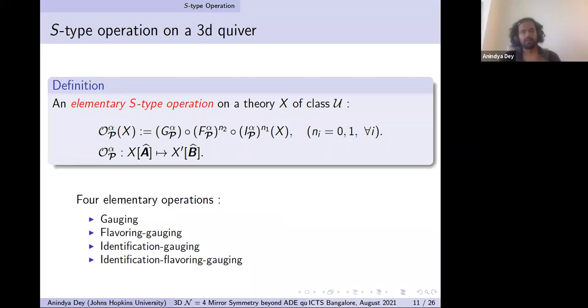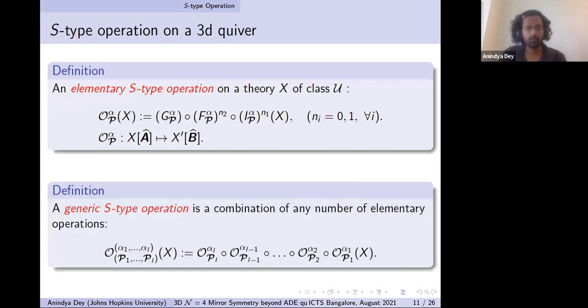Okay, other questions? All right, so given this definition, one can then define a generic S-type operation, which is a combination of any number of these elementary operations. So you basically define one elementary S-type operation, and then you consider a sequence of them at different nodes. So alpha denotes the particular flavor node at which you're performing the operation, and so on and so forth. And this is how you define a general operation.